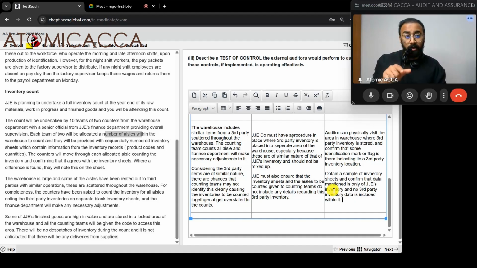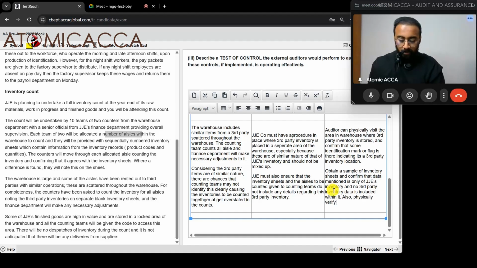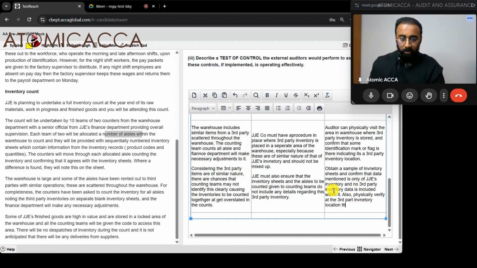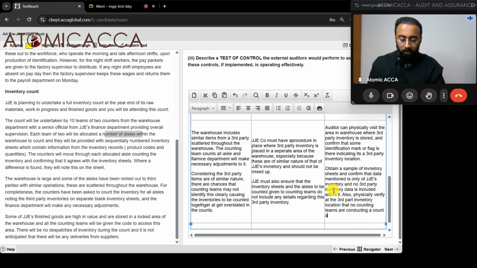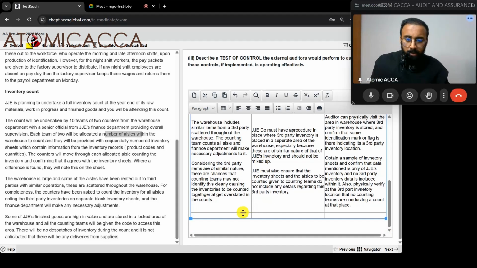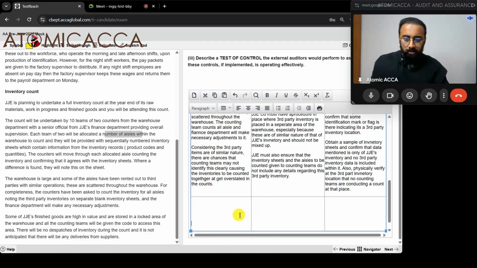One more thing I can do to confirm that is physically go to that third party area and confirm that no counting team is coming here. Because if any counting team is coming here, that means they were given instruction to count that. If no one is coming, it means they don't have any instruction. So also physically verify at the third party inventory location that no counting teams are conducting a count at that place. Cool. So that is it with the third party part.